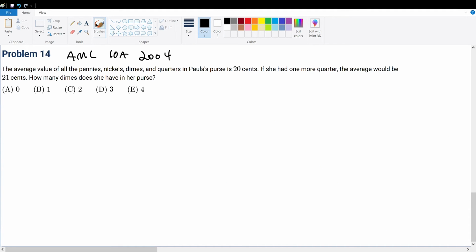AMC 2004, problem 14. We have this woman and she has a purse containing pennies, nickels, quarters, and dimes, and it totals with an average of 20 cents. If she had one more quarter, the average will be 21. And we're trying to find how many dimes she has in her purse.